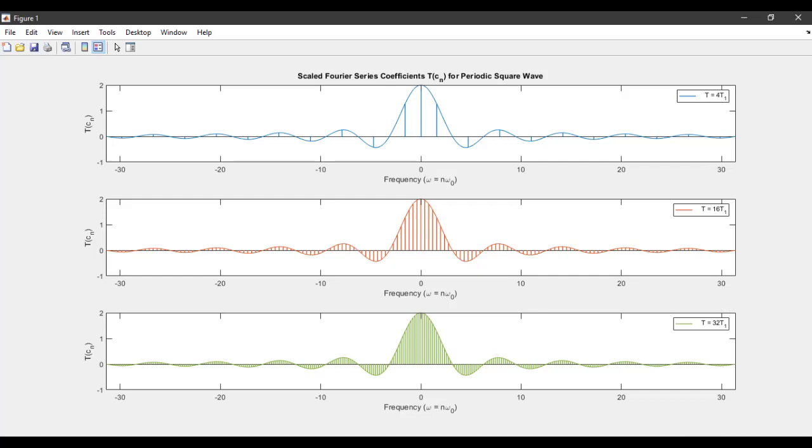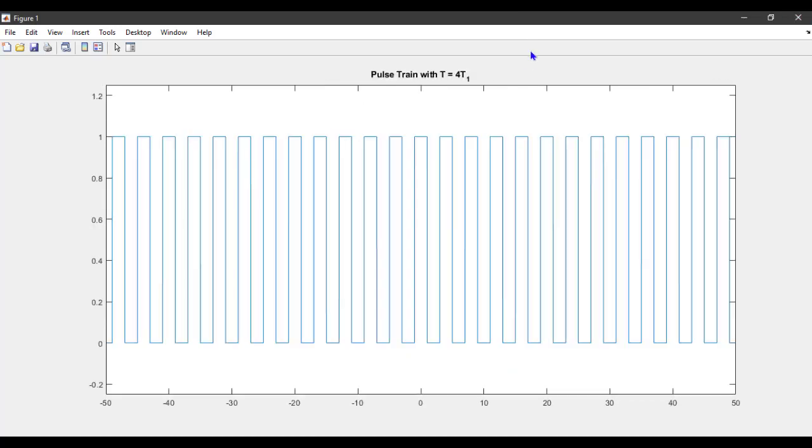Now, this was the basic idea behind Fourier's development of an equivalent of Fourier series for non-periodic signals, because we can think of a non-periodic signal as the limit of a periodic signal as the period T goes to infinity. So here's a plot of the pulse train that we've been looking at for quite a bit now. This plot shows a pulse train with t1 equals 1, and the period T equals 4 t1. So the square wave is 1 for half of its period and 0 for the other half period.